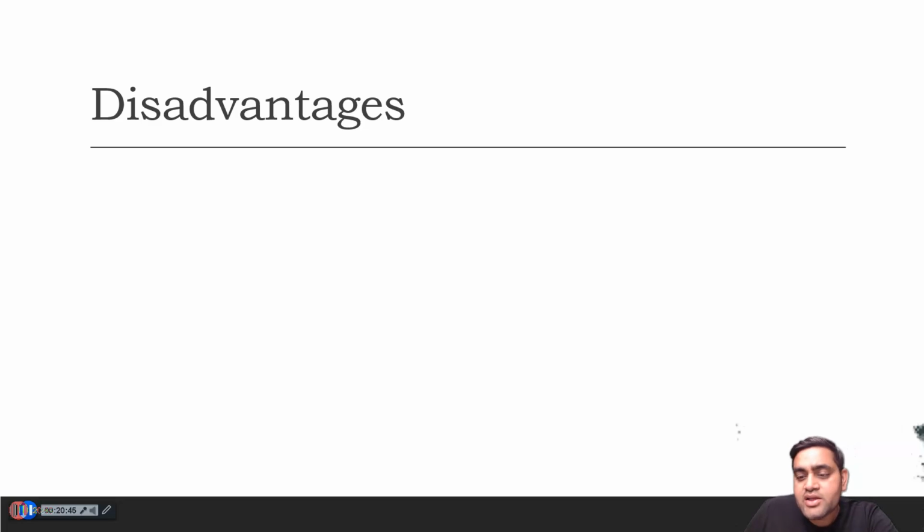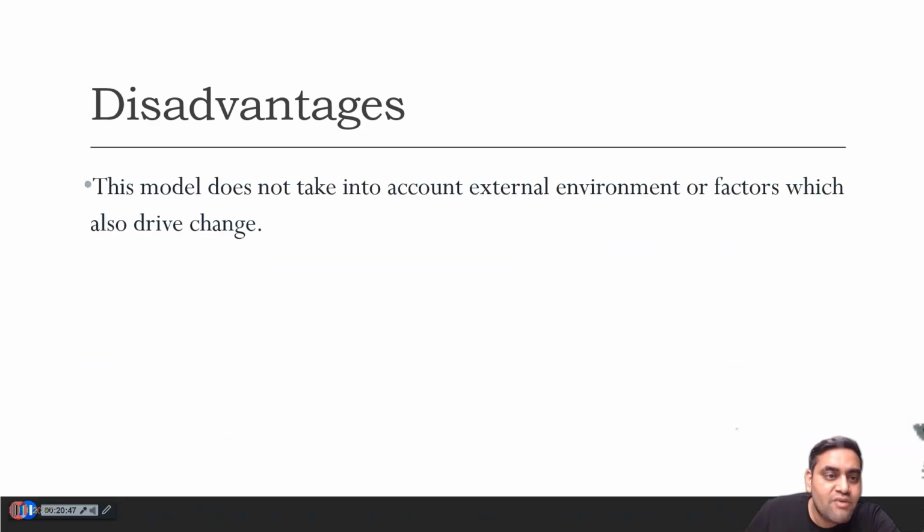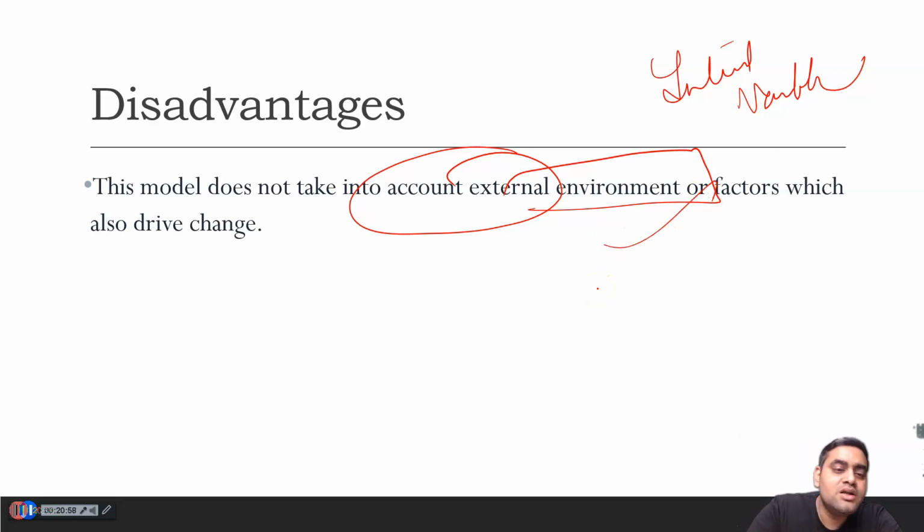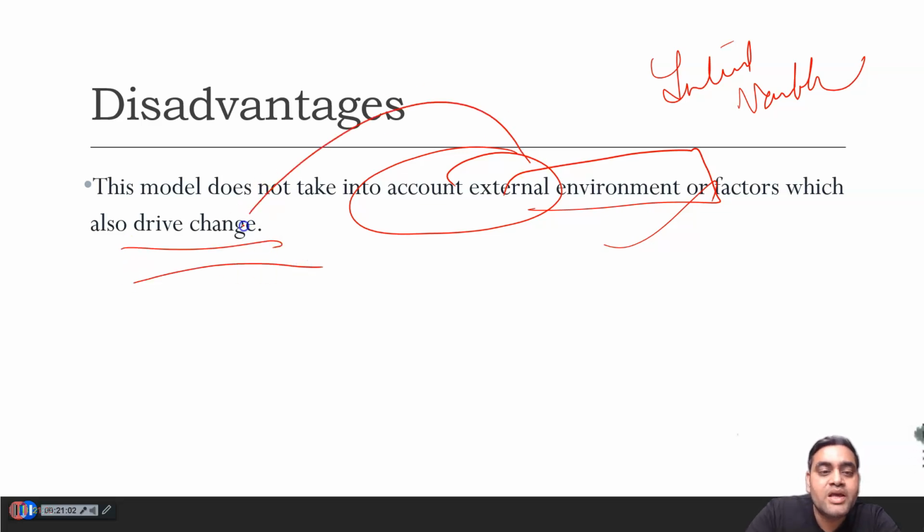What are the disadvantages of this model? First disadvantage, the model does not take into account any external environment. I told you it only focuses on your internal variables. It doesn't focus on the external environment, and that is a problem, because we also know that a change often happens when it is driven by an external factor. Most of the times, most of the companies don't change till the time they face something from the external environment, right? So this is one thing which was not considered.